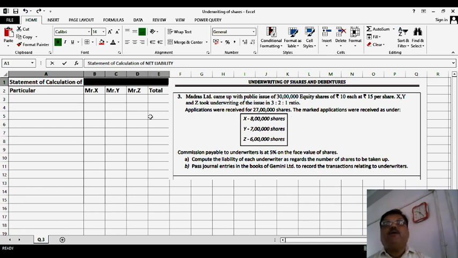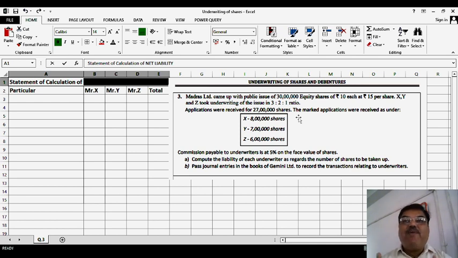इसीलिए तो ये स्टेटमेंट बनाना है हमको, नेट लायबिलिटी का स्टेटमेंट. Let us see that. The marked applications were received as under. अभी आपको तो पता है कि marked application and unmarked application. Marked application means underwriter's name is mentioned or stamp of that underwriter is on the application form. That is called a mark. And when the mark of underwriters is not there, that is called unmarked.